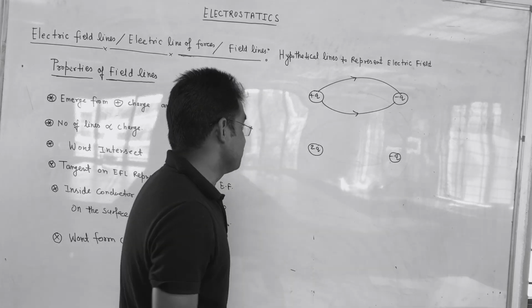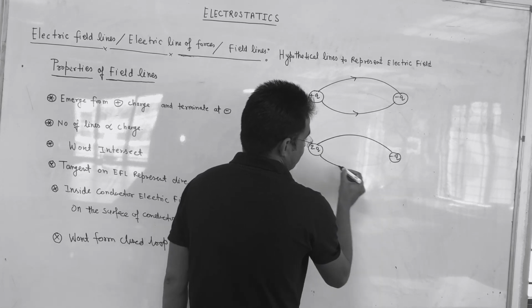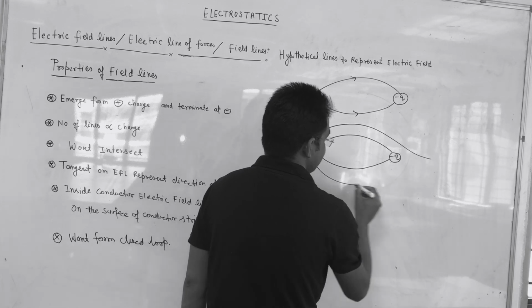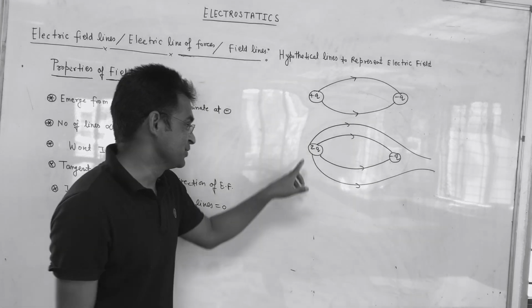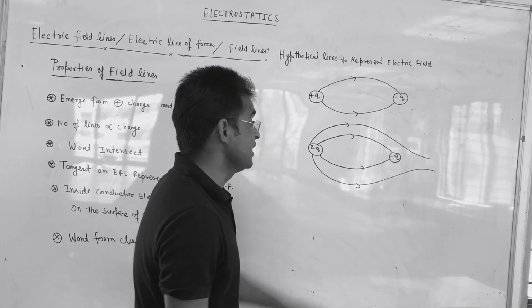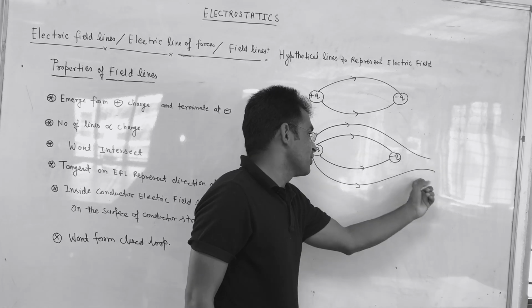So what will the electric field line diagram be over here? It will be like this: 4 will emerge and 2 will end. See, how many lines are emerging from here? 4. And how many lines are ending over here? 2. Now where are these two lines going? To infinity. These lines are going to infinity.